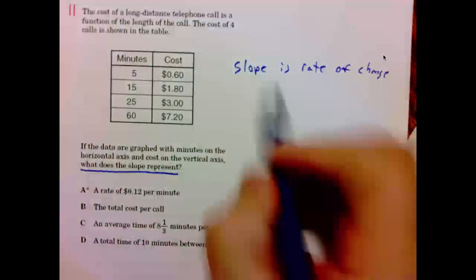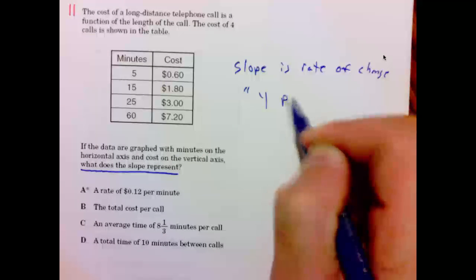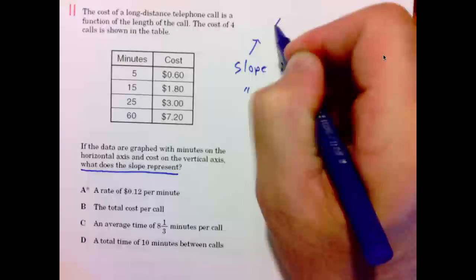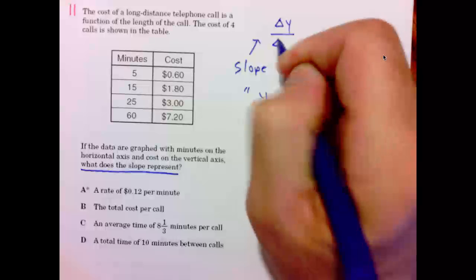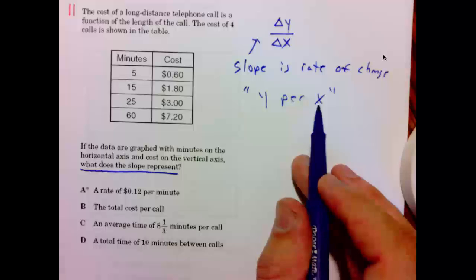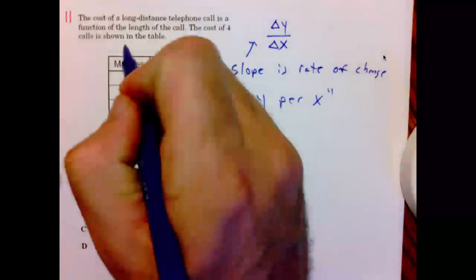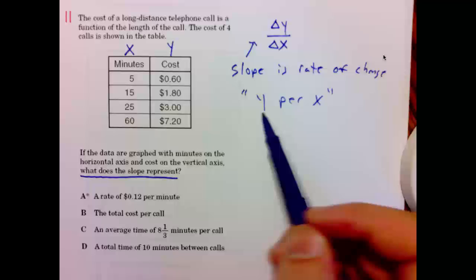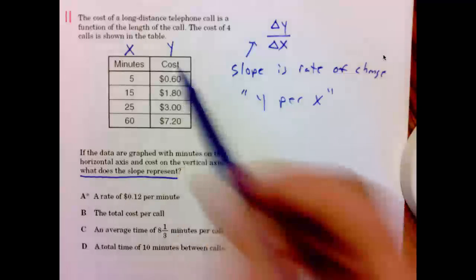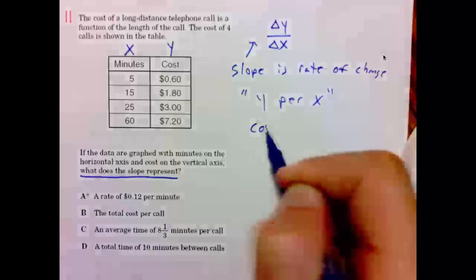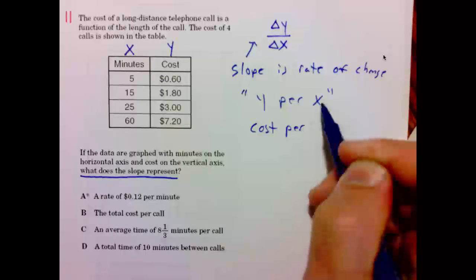Okay? The phrase I want you to remember is y per x. Technically, it is the change in y divided by the change in x. And that's really what we're saying here. Change in y per the change in x. So, in this case, we have our input, x is minutes, our output, y is cost. So, if I simply fill in these quantities here, y per x, we have cost per minute. Y is the cost per x is the minute.